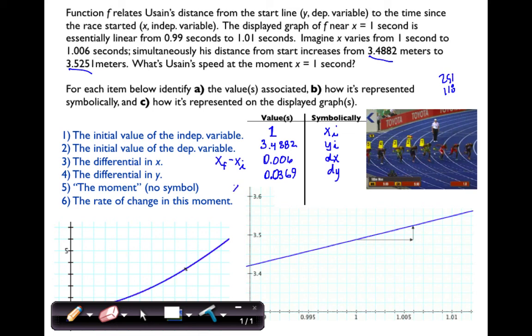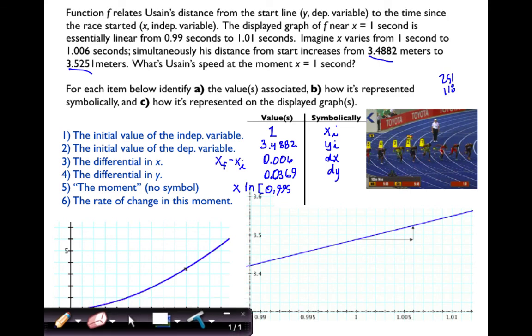So this is x between, I'm just going to use interval notation here, about 0.995, or what was the left number? 0.99, 0.99 through 1.01. There's not a symbol for it. But the rate of change in the moment.